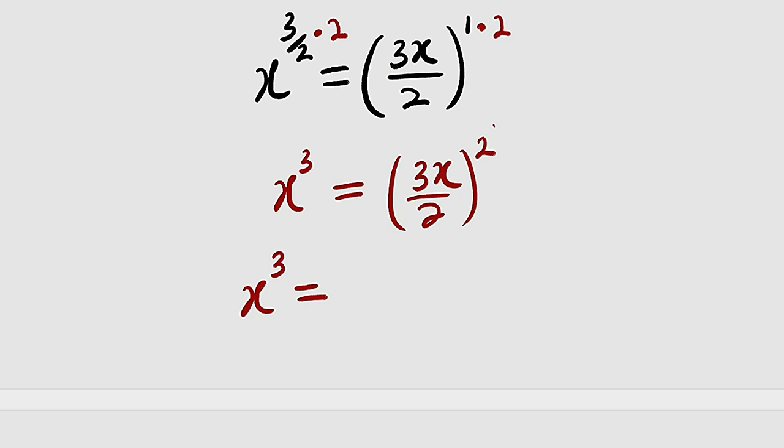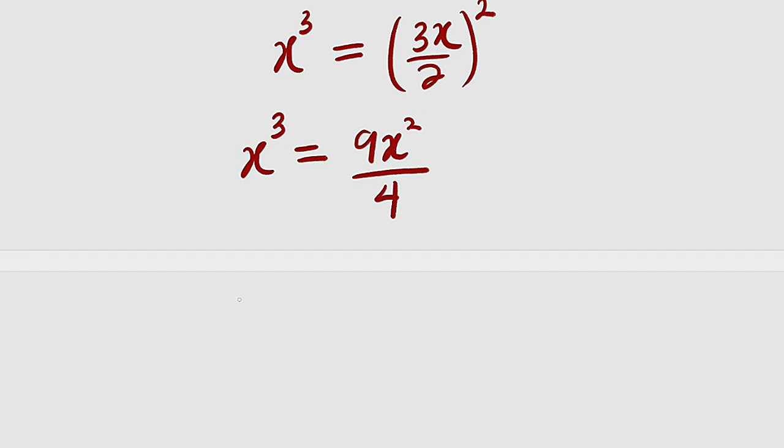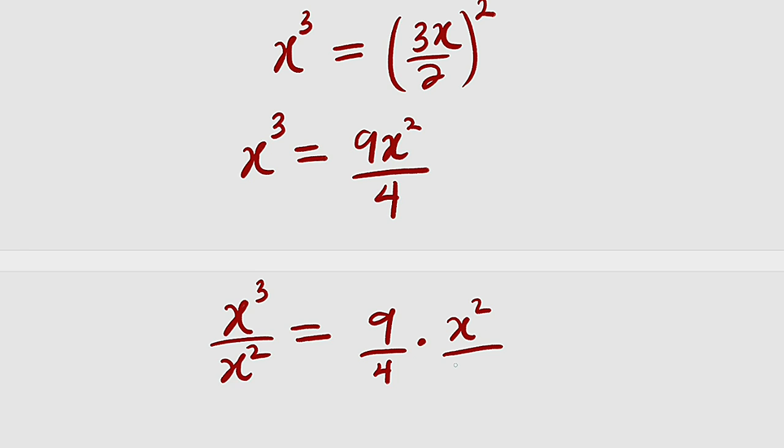To the right hand side, you know this exponent is going to affect numerator and denominator. So to the top, we have 3x times 3x, which is 9x squared, divided by 2 times 2, equal to 4. Now we can divide both sides by x squared in order to eliminate x to the right hand side. So to the left hand side, we have x to the power of 3 divided by x squared. To the right hand side, we have 9 divided by 4 multiplied by x squared divided by x squared. Remember, we know that x is not equal to 0, so this is gone already.